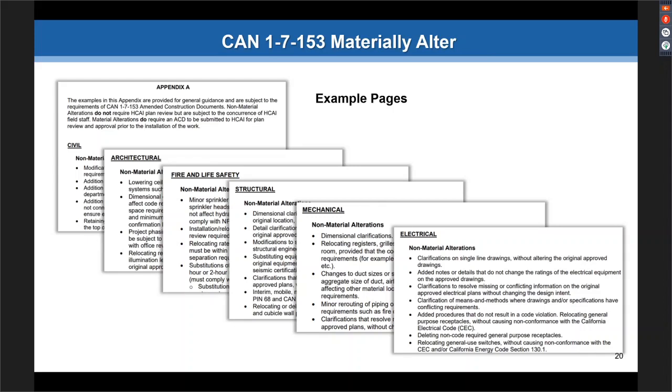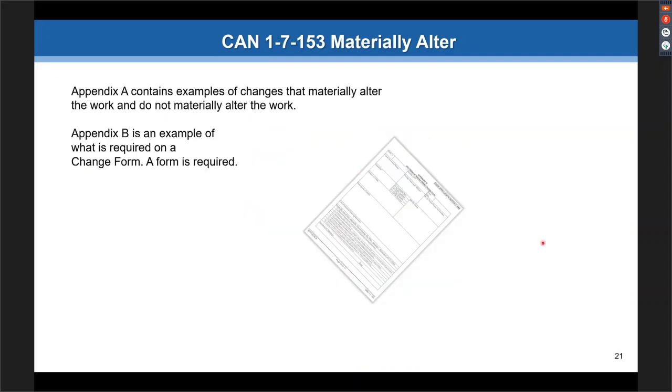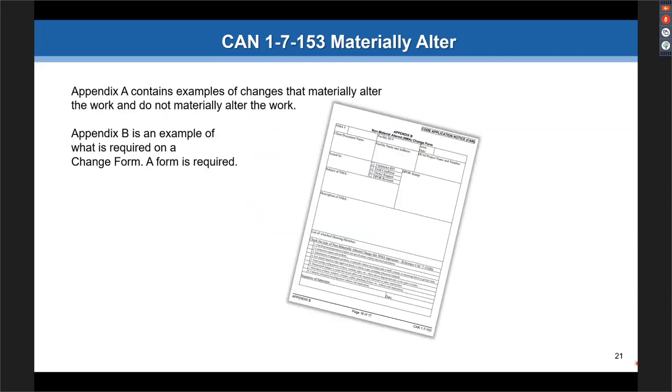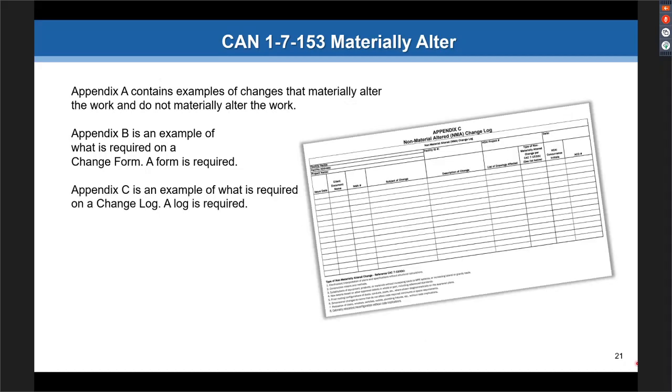Okay, as I just mentioned, Appendix A shows the examples. Appendix B is the change form example. And again, if you're told that you have to use our specific form, that is not true. Let us know what's happening and we will correct that. You are allowed to use your own form and you are allowed to use your own log. Appendix C in the CAN is an example only of the log. Okay.